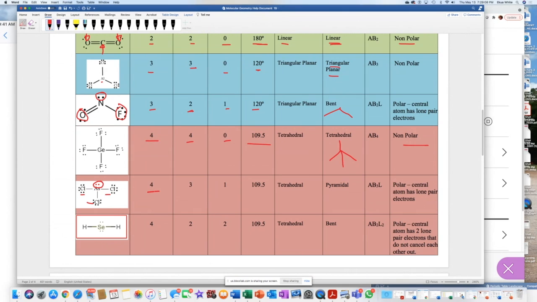So you have here 4 surrounding groups, 3 are bonded groups, 1 is a lone pair. I stick with the perfect bond angles at 109.5, right? This time the shape is called pyramidal. The shape has changed. Remember, the shape is formed by bonded groups. So we're missing 1 bonded group.